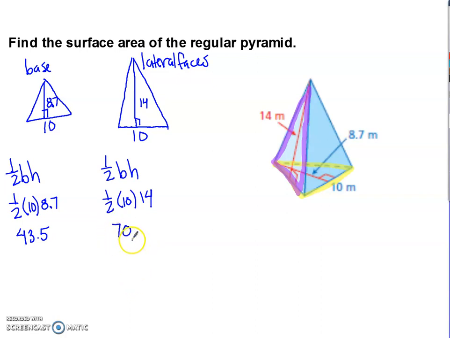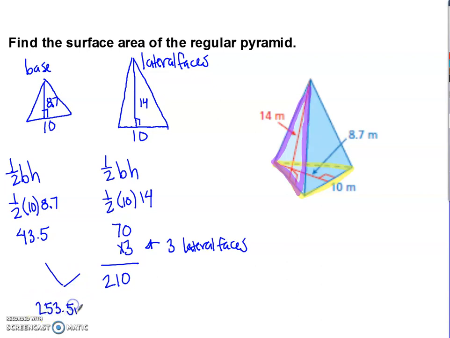That's one lateral face. One purple triangle is 70. But how many are there in this picture? There are 3 that are identical that go around the outside of this pyramid. So we need to multiply this by 3 because there are 3 lateral faces. All right, and that's 210 altogether. Now that I have all the faces, I can add them together. If I add these 2, I'll get 253.5 square meters.